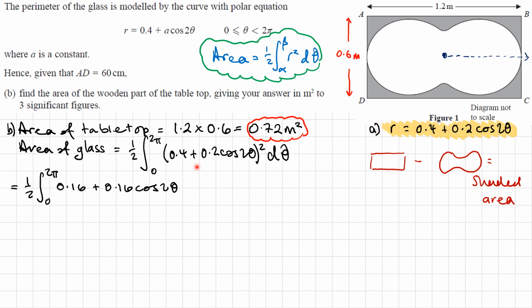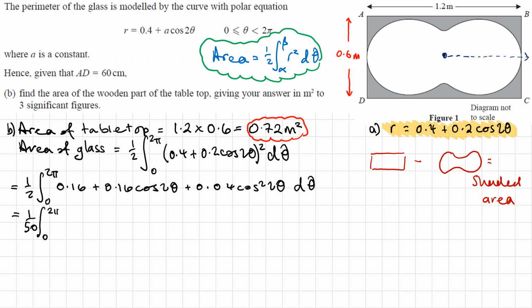And then the last term is going to be 0.2 cos 2 theta times by 0.2 cos 2 theta, which will be 0.04 cos squared 2 theta, and then d theta. Now what I'm going to do is take out 0.04 as a factor. So then the constant on the other side now is going to be half times by 0.04. That is 0.02, or 1 over 50. I'll just write it as 1 over 50. So I've got 1 over 50, and then 0 and 2 pi.